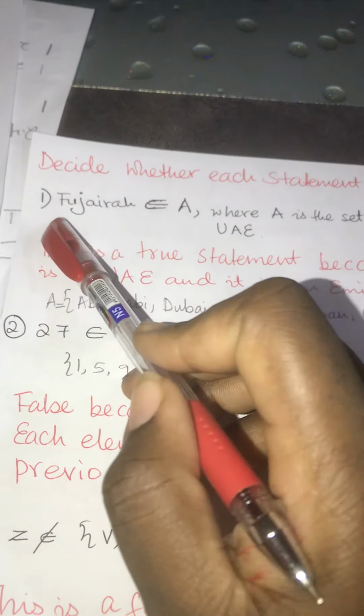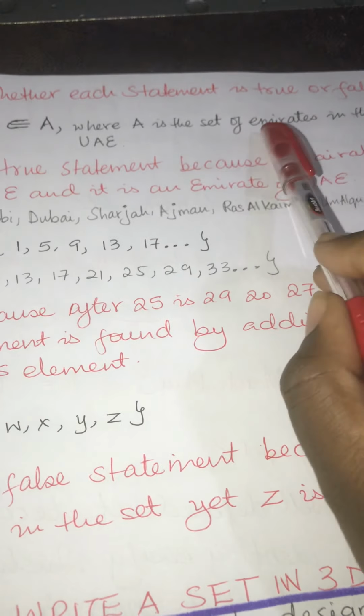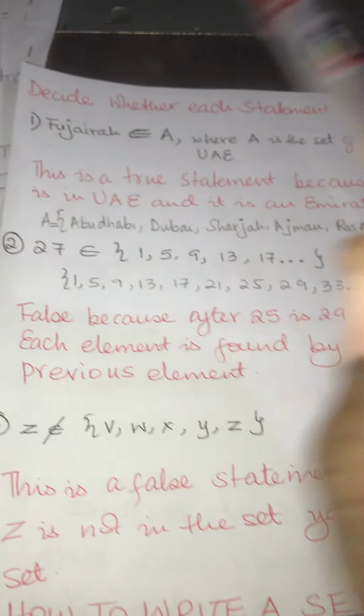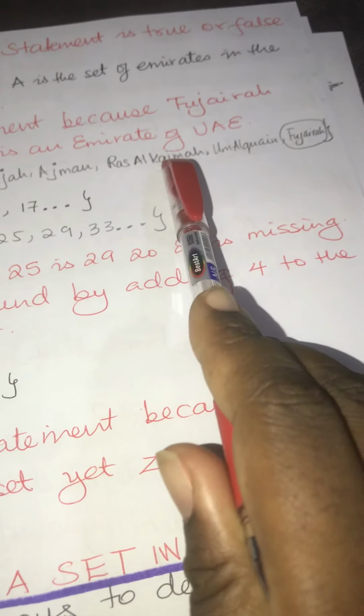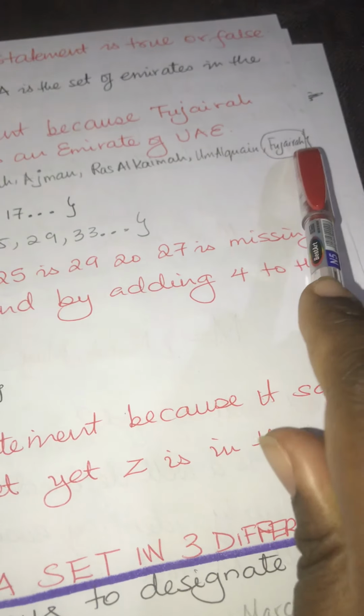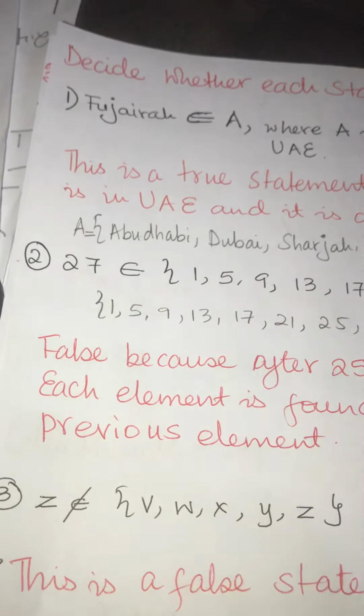Like if I wrote Al Ain over here, and I said this, it will be false because Al Ain is not an emirate. Okay? So, who are the Emirates? Abu Dhabi, Dubai, Sharjah, Ajman, Ras Al Khaimah, Umm Al Quwain, and Fujairah. So, because Fujairah belongs to this list, it is a true statement.